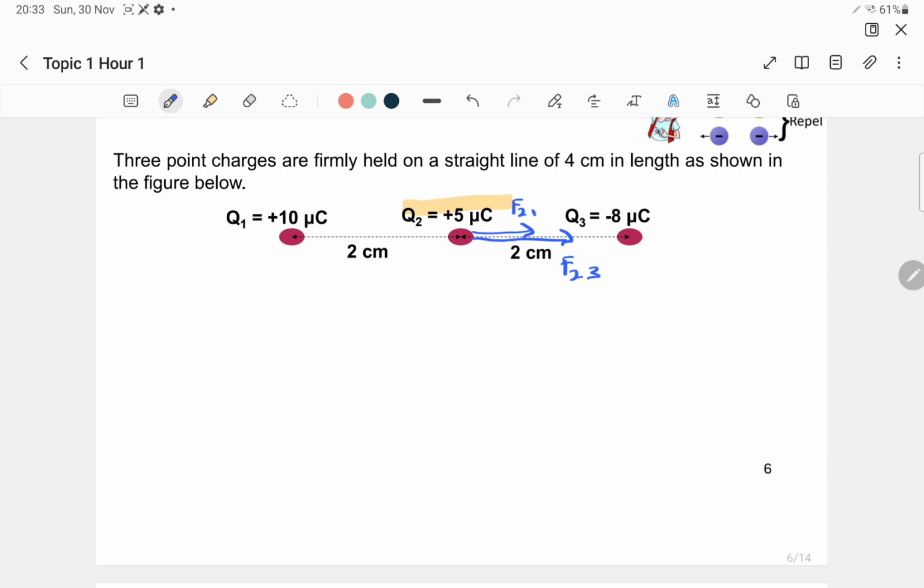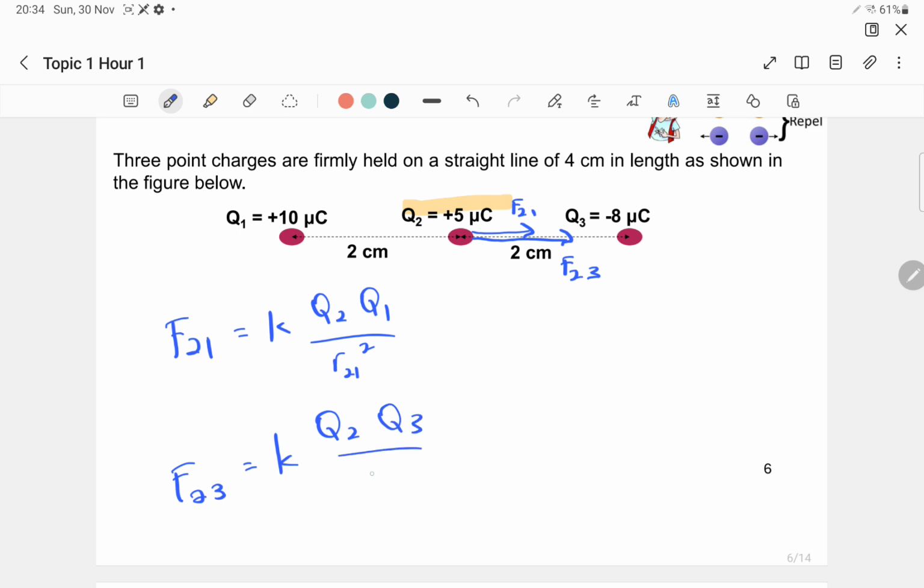Later to calculate, F21 will be equivalent to K Q2 multiplied by Q1 over distance R21 square. And then for F acting on 2 by 3, it is equivalent to K Q2 Q3 over R23 square.